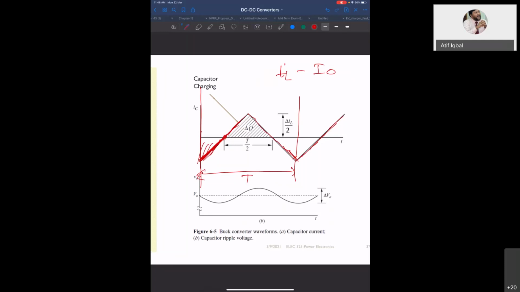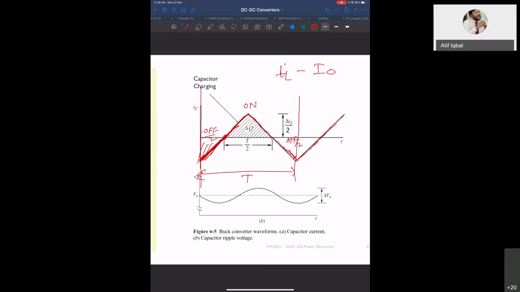Like here, half is shown for the on period. This is the off period. Then you have on period, then you have off period. So this is half of the off, and this is the on period. So the amount of charge that it will get during the on period, the same amount of charge it will give back during the off period.